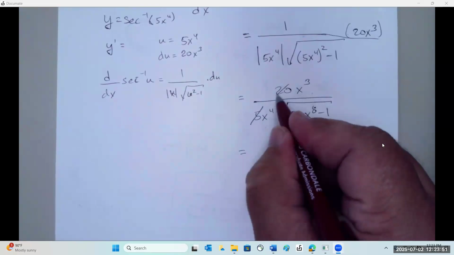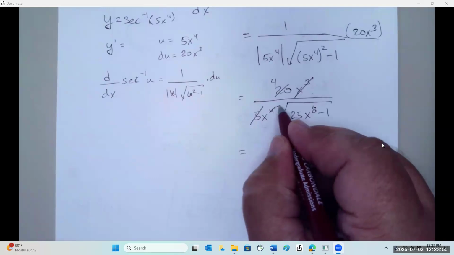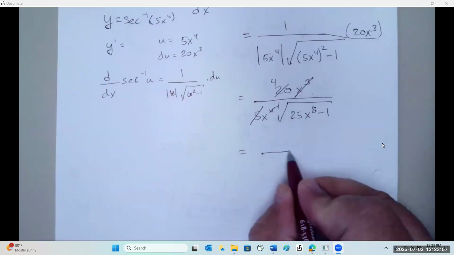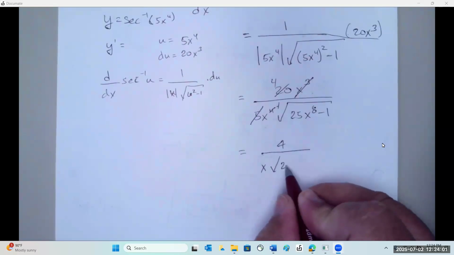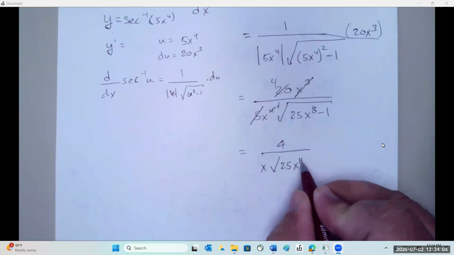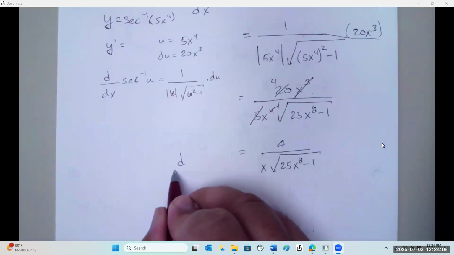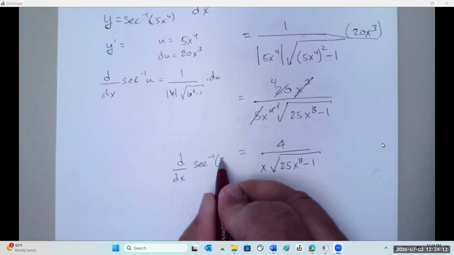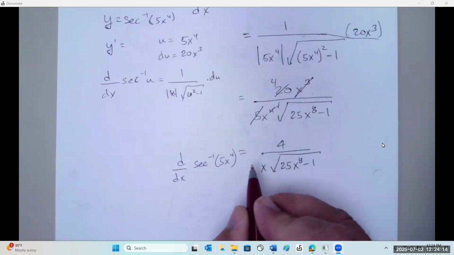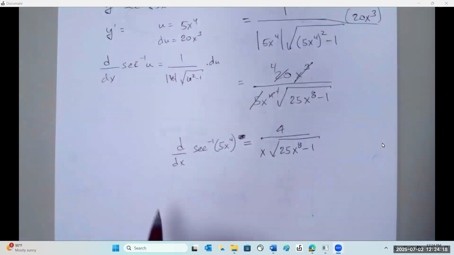The 5 goes into 20 four times. 3 of those x's cancel, so it's 1 x. So our answer is 4 over x radical 25x to the 8 minus 1. So that's the derivative of our function.